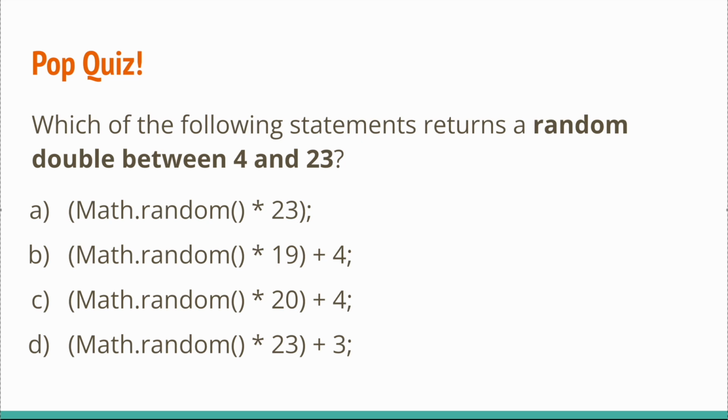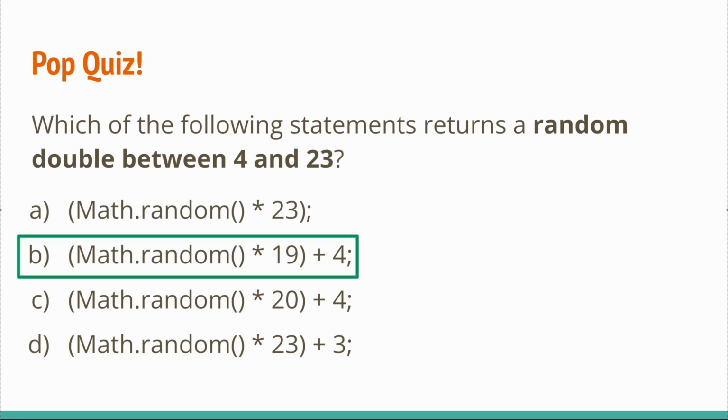So quick pop quiz. Which of the following statements returns a random double between 4 and 23? Pause and give this a shot. So the correct answer is B, because remember, this part over here is max minus min, so 23 minus 4 gives us 19, and the +4 is the plus the minimum value to shift it up, so we get a random double from 4 to 23.